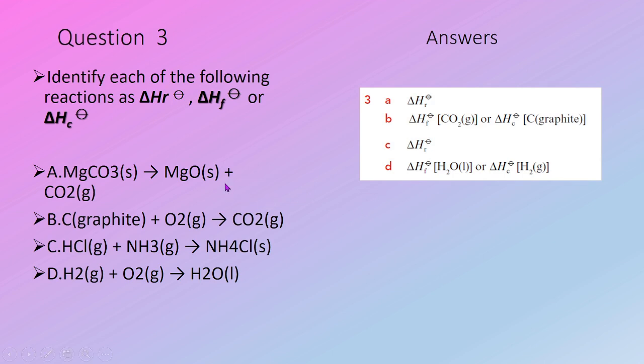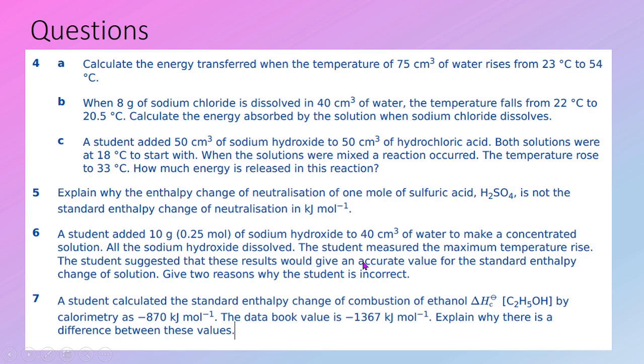Then in this one we are going to identify each of the following. So it is delta HR for this one, delta HF or delta HC for this one, delta HR for this one, and delta HF for this one, or we can also call it delta HC. You should remember that if oxygen is added in any reaction, that can be considered as enthalpy change of combustion.